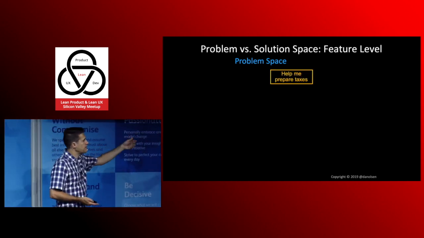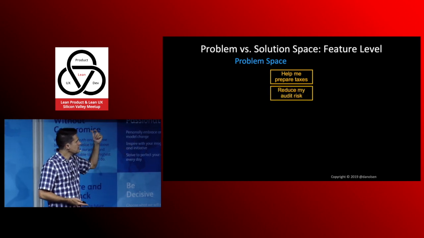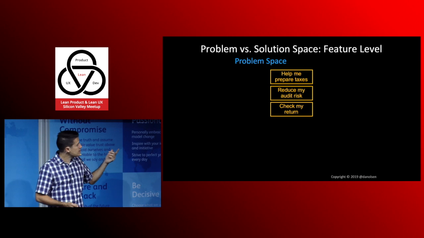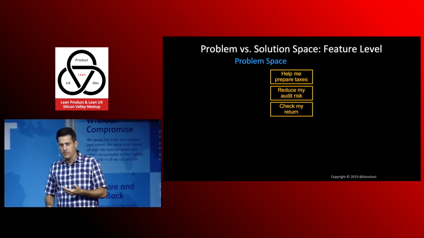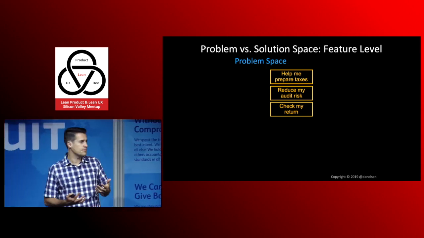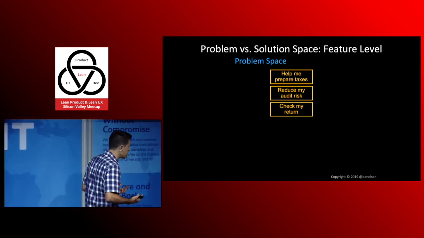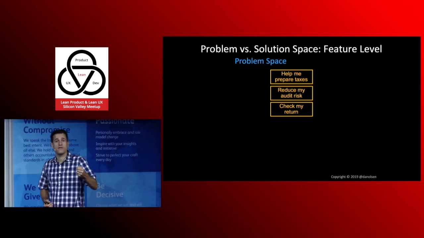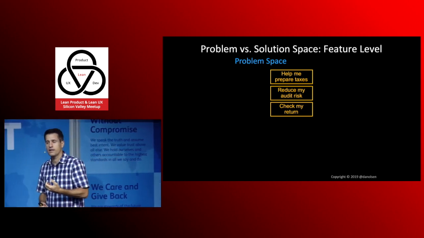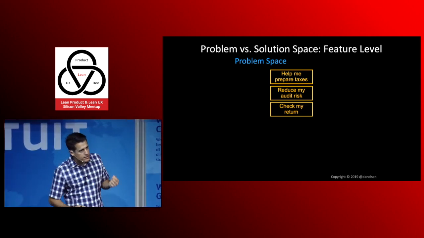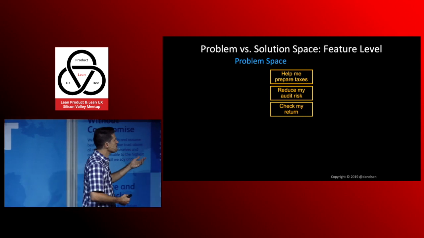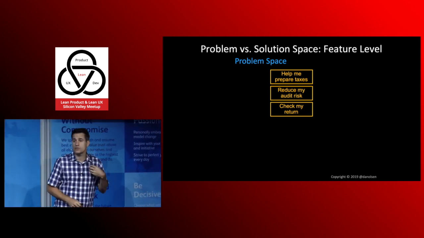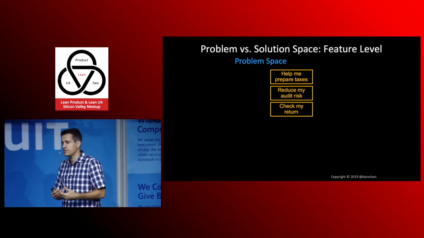Let's take the atomic benefits: help me prepare my taxes, reduce my audit risk, and check my return. By the way, I forgot to mention, you'll notice that all my benefits follow a certain template. Not to get too grammatical with you, but what form of speech do they start with? A verb, that's right, because it's doing something to create value for the user. That's a good way to make sure you're clear on how it is going to create value for the user. And whose perspective is it written from? The company's, the product's? No, it's written from the customer's: my taxes, my return, my audit risk. So that's just a good template to follow.